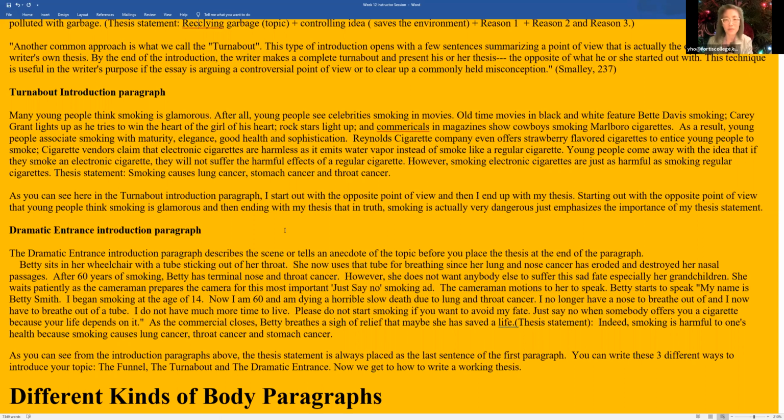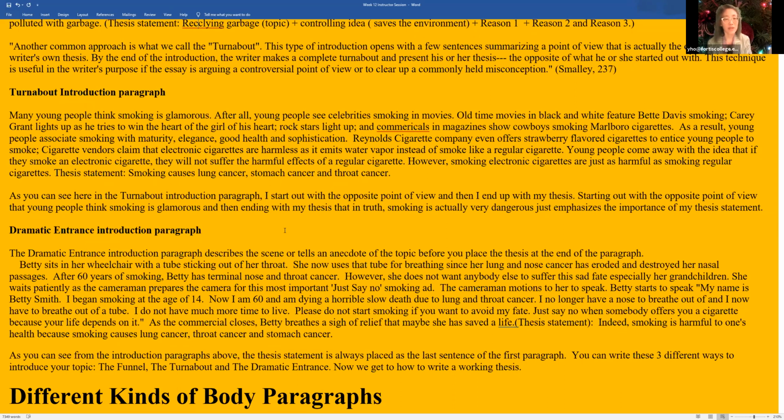After all, young people see celebrities smoking in movies. Old-time movies in black and white feature Betty Davis and Cary Grant lighting up. And rock stars light up in commercials, and magazines show cowboys smoking Marlboro cigarettes. As a result, young people associate smoking with maturity, elegance, good health, and sophistication. Reynolds Cigarettes even offers strawberry-flavored cigarettes to entice young people to smoke.